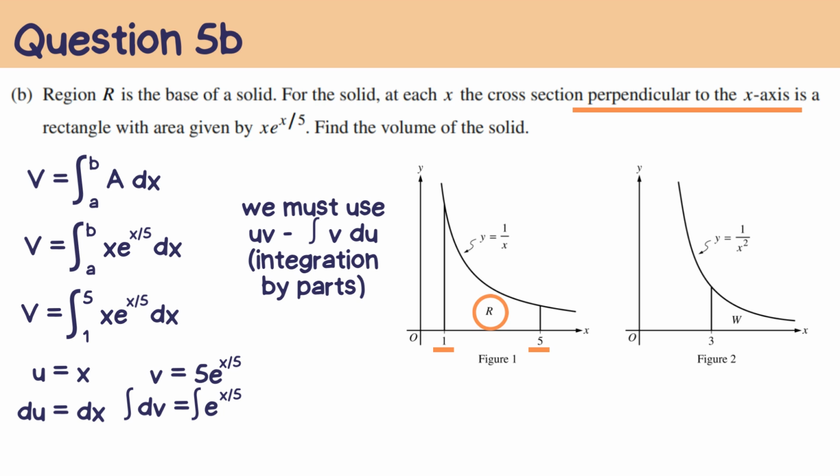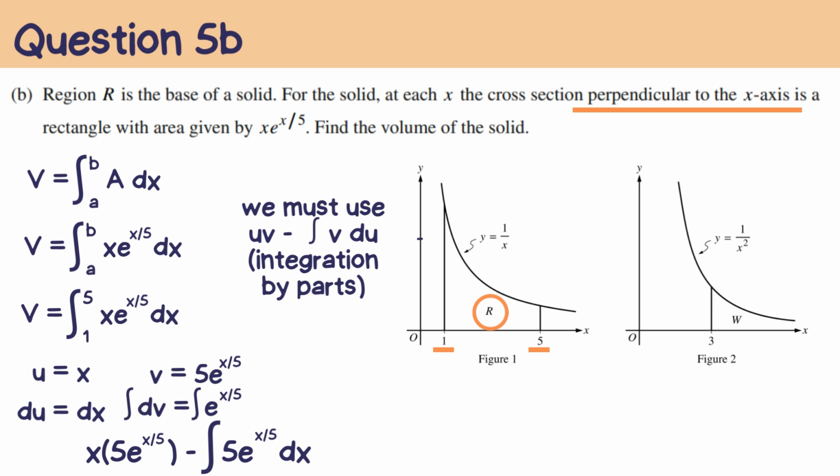Now we have to just place it into the equation, so I'm going to take the u and multiply it by the v, minus the integral of v du, which is the integral of 5e to the x over 5, and then my du, which is just dx.